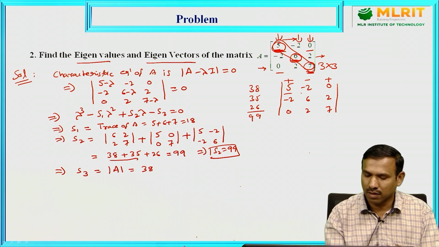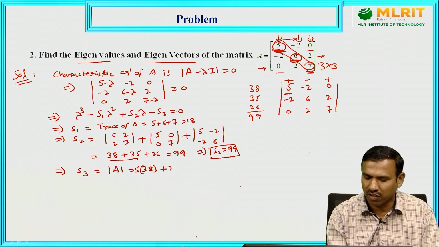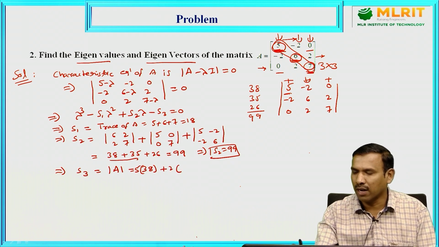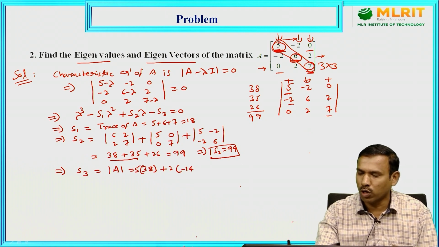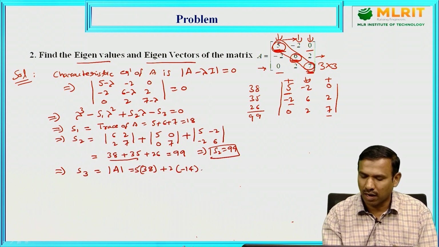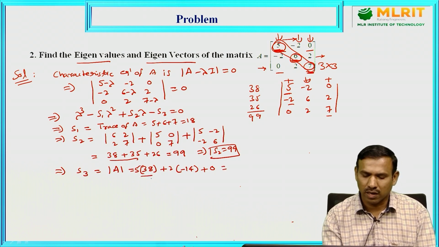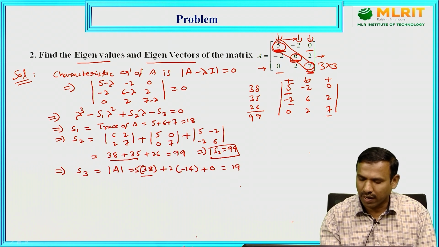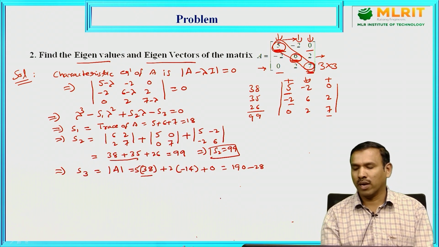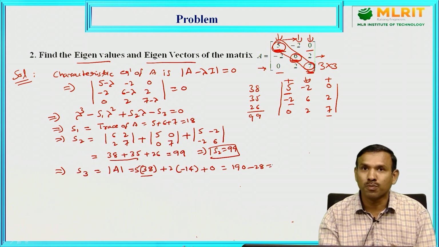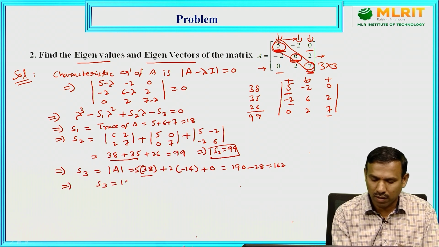So 5 into 38. For the second element, the sign is minus, so minus of minus 2, leaving its row and column, into 7 minus 0, that is 14. The last element is 0. So 5 into 38 is 190, minus 2 into 14, which is 28. 190 minus 28 is 162. This is the S3 value, 162.